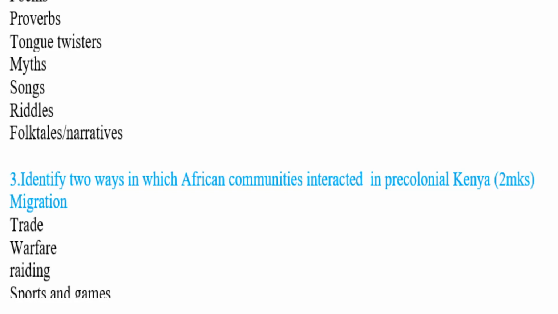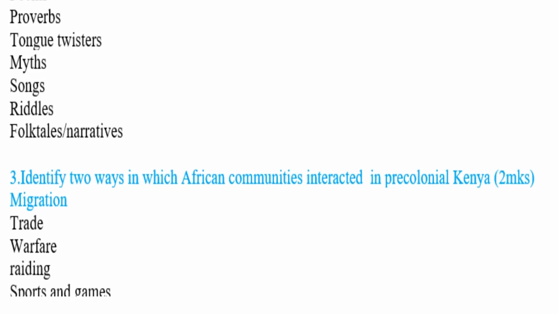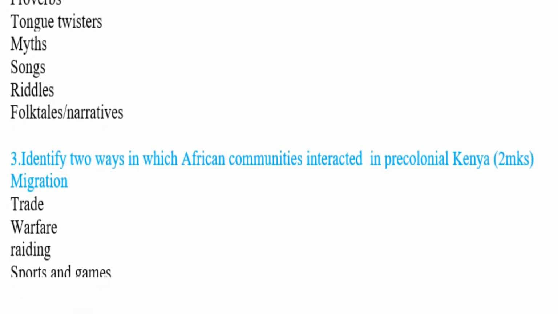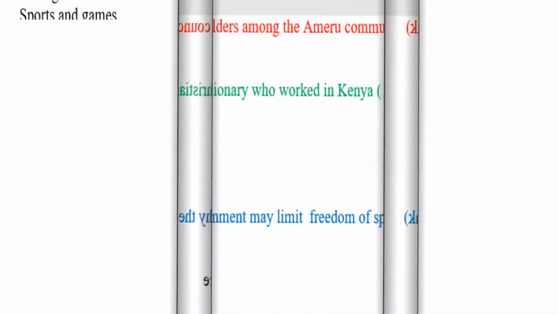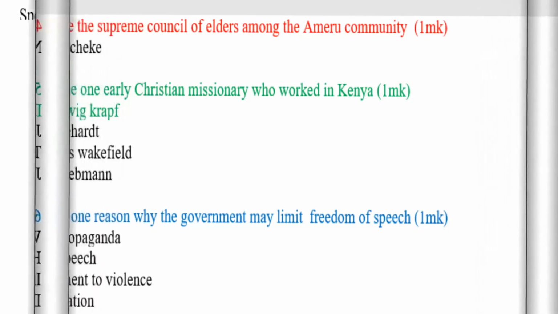This question is very common. You might find it in your exam. Identify 2 ways in which African communities interacted in pre-colonial Kenya. Migration, trade, warfare, raiding, sports and games. If we have left any other point, you can write it in the comment section. Remember we said we'd like all of us to participate.